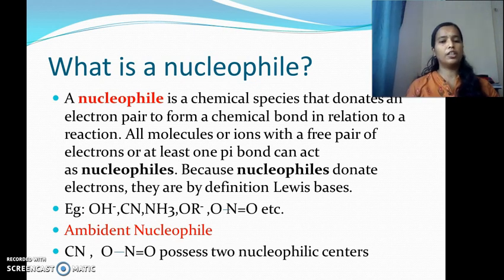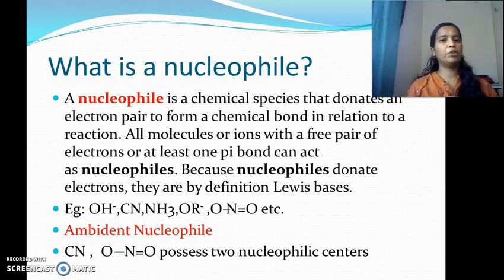There are examples of nucleophiles like OH minus or hydroxide ion, cyanide CN minus, NH3, OR minus alkoxide ion, NO2 minus; like that there are different nucleophiles. Nucleophiles always contain excess of electrons. And there are certain nucleophiles that possess two nucleophilic centers, like cyanide or nitrite. Such nucleophiles are called ambident nucleophiles.